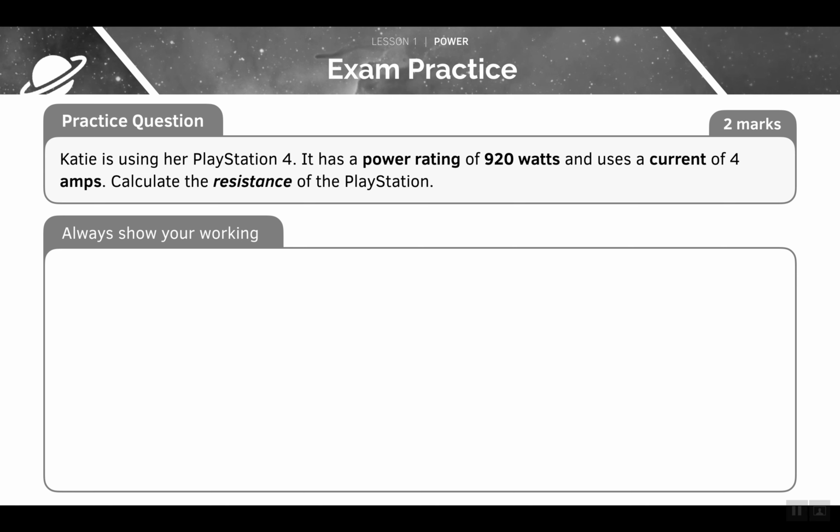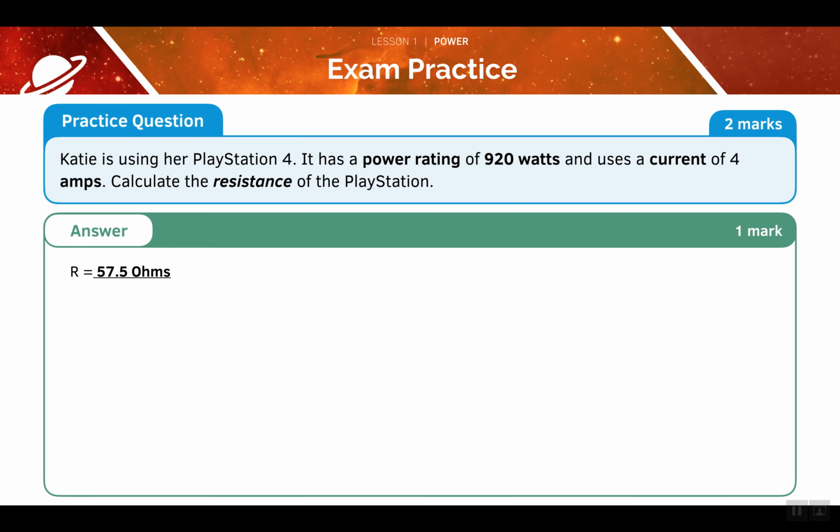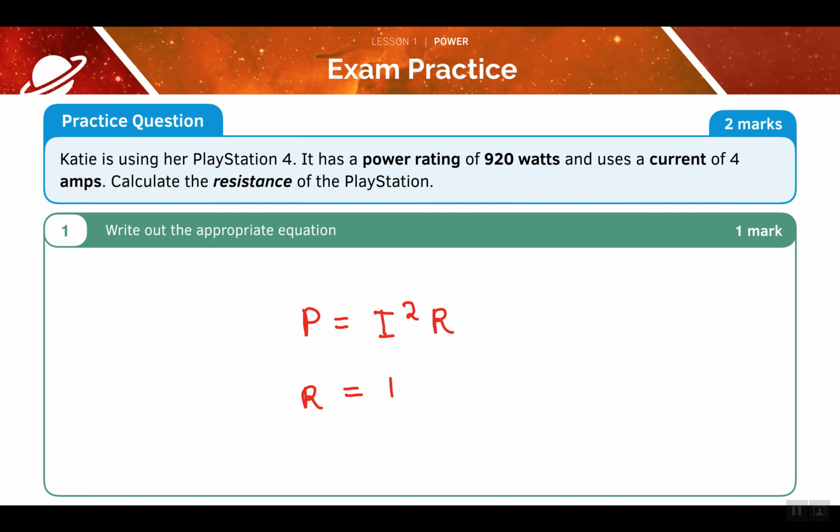Let's try a practice exam question. Pause the video now to have a go at it yourself before we explain it step by step. The answer is 57.5 ohms. Let's write out the appropriate equation first. In this case, the appropriate equation would be P is equal to I squared R. We need to rearrange this to give us R is equal to P divided by I squared.